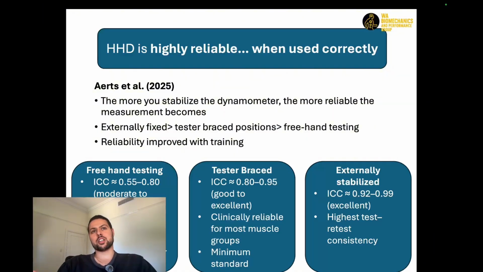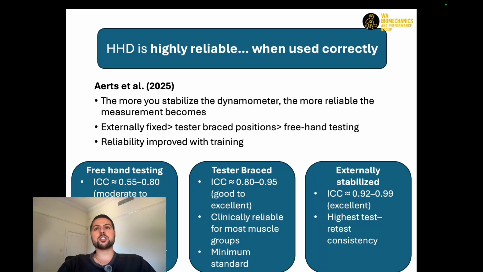So I don't think it's really relevant to do much of this type of testing, especially given those results there. And it's definitely not suitable for strong athletes or research because of that poor ICC. But then when we use tester brace positions, so the testers utilizing their body weight and being quite stable, in the way that they are doing a freehand test, they're not moving. That's when we start to get good to excellent results in ICC.